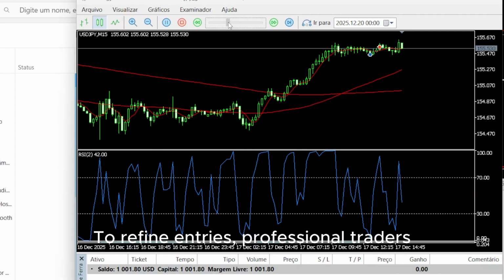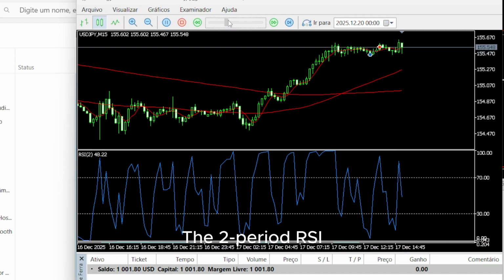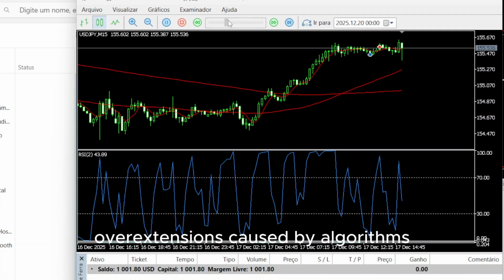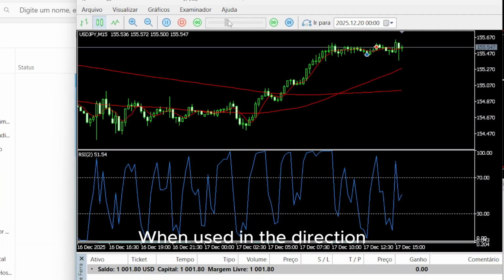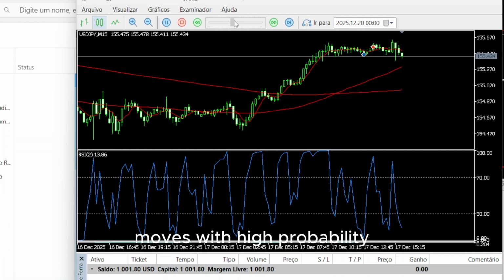To refine entries, professional traders use mean reversion and volatility tools. The 2-period RSI identifies extreme short-term overextensions caused by algorithms. When used in the direction of the dominant trend, it captures fast snapback moves with high probability.